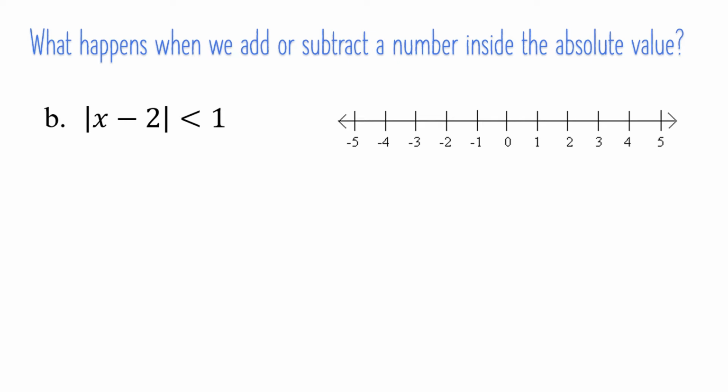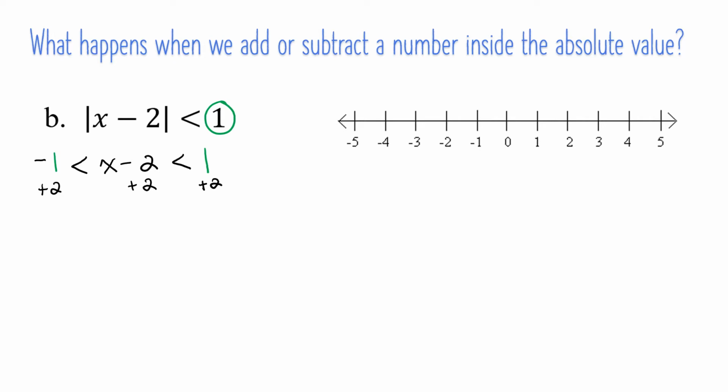Now let's take a look at what happens when we add or subtract a number on the inside of the absolute value. So we'll still want to convert this absolute value inequality into a compound inequality. So we have negative 1 is less than x minus 2 is less than positive 1. And we're still not quite sure how to graph this. We want to make sure there's just an x in that center bit of this compound inequality, so we'll add 2 to each piece in order to isolate that x.